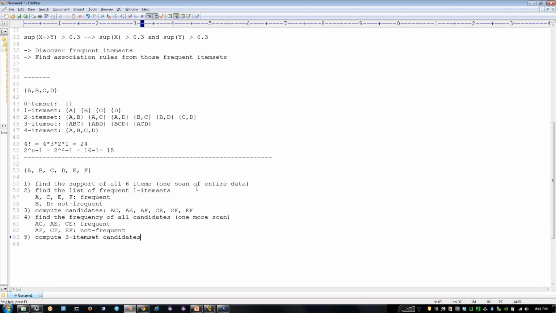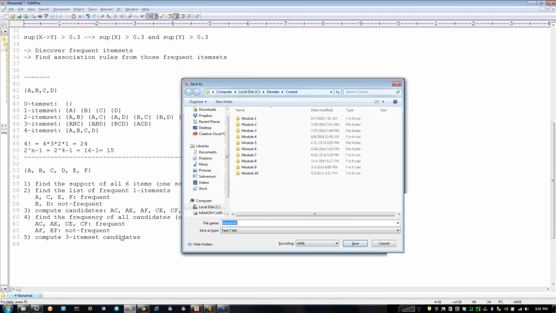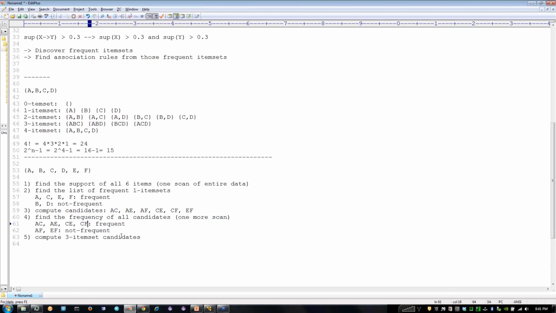Actually, let's even make it interesting. Let's make this also frequent. Okay, there are 4 frequent and 2 not frequent. Now, which of the 3 item sets do I need to evaluate in my next level?